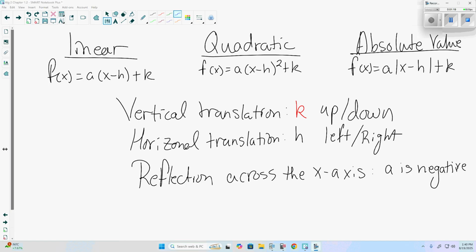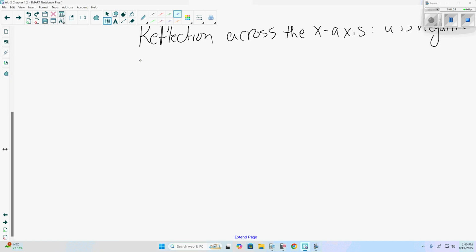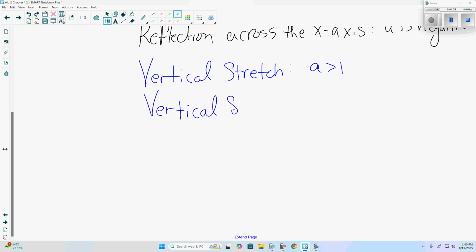And where we finished off was with vertical stretch and vertical shrink. We hadn't done any problems with it, but we said a function has a vertical stretch when A is greater than 1, and it is a vertical shrink if A is between 0 and 1. If the value of A, the number where A is at, is between 0 and 1, it's a vertical shrink. If the value of A is greater than 1, it's a vertical stretch.